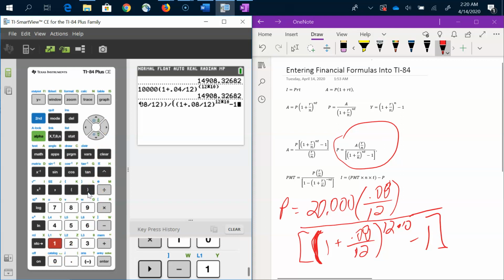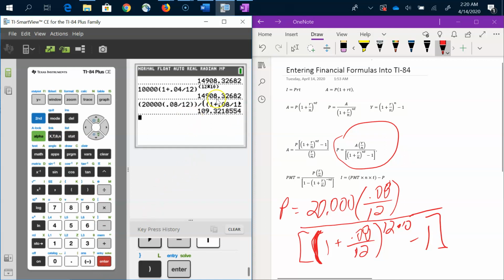And then I've got parentheses and hitting enter. So one little mistake: I forgot to subtract a digit in the denominator, spelled catastrophe, and I knew it as soon as I did that. I forgot to put the minus 1. So here's what I would do: it is $109.33 that you would put in every single month, so that at the end of 10 years you'd have $20,000.